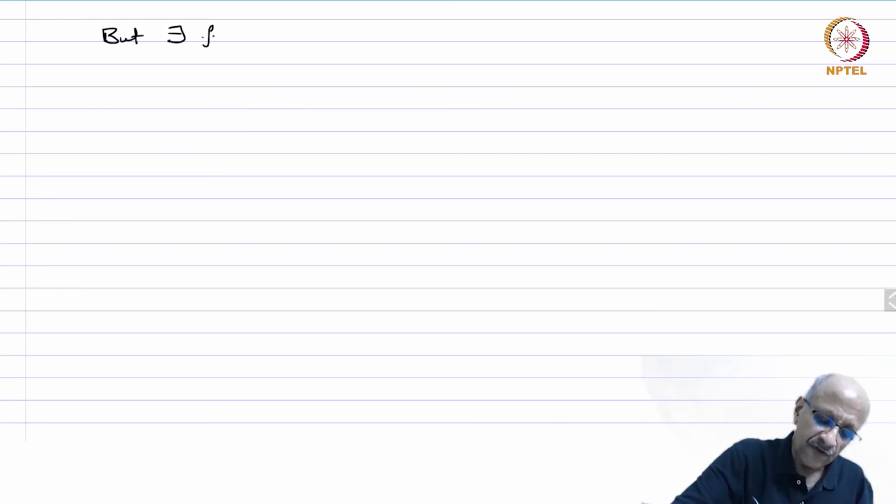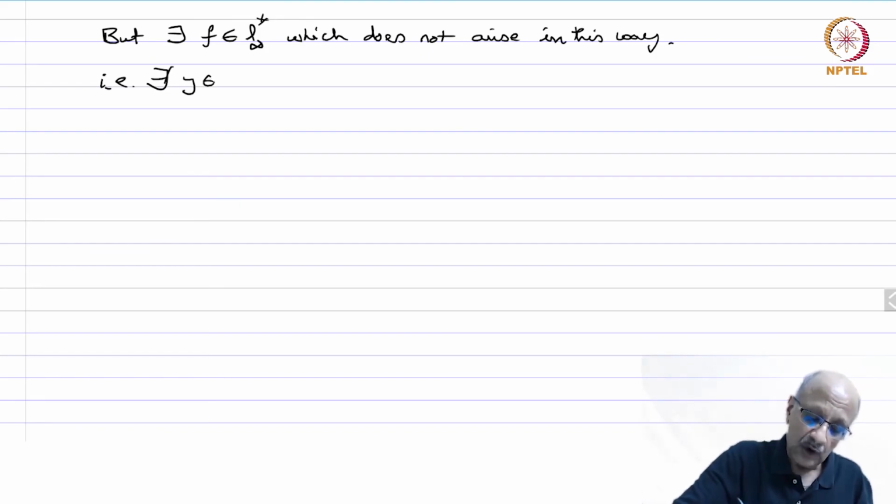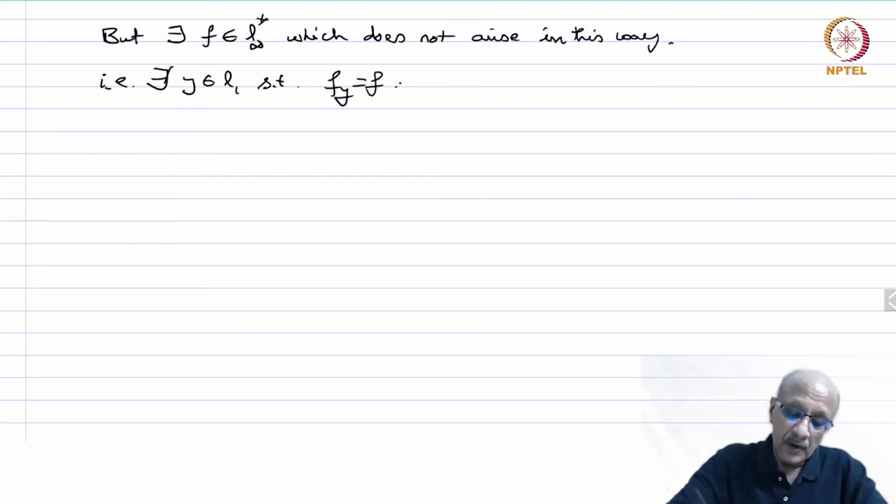But there exists f in L infinity star which does not arise in this way. That is, there does not exist a y in L1 such that f_y equals f. So let us give an example. Therefore L1, L infinity are not reflexive.